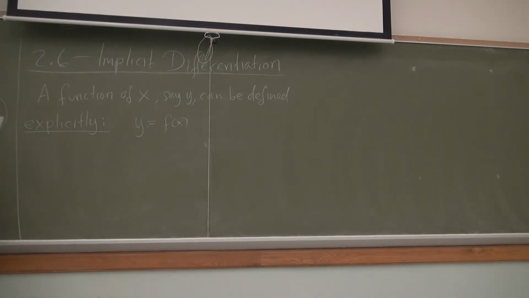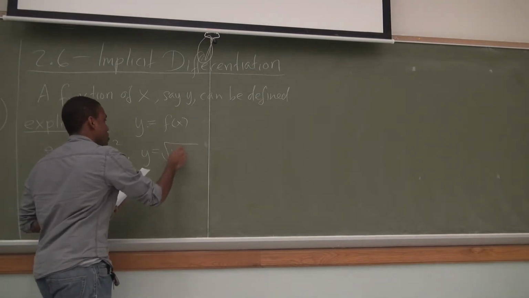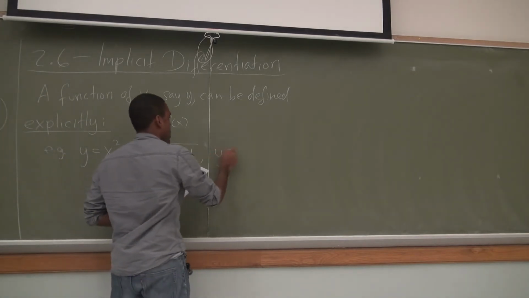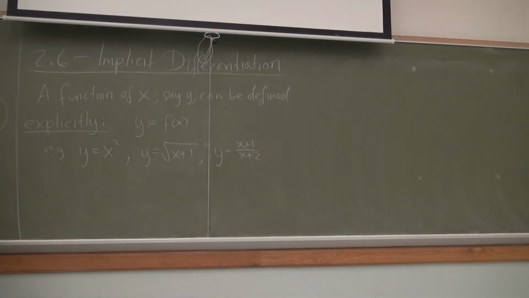Did I give an example of that? Yes. Basically almost everything you've seen before, like y equals x squared, or y equals the radical of x plus 1, or y equals x plus 1, or x plus 2. These are all explicitly defined. Y is out in the open, it's explicit, it's right there. Y equals some function of x. There's actually another way you can define things, implicitly.